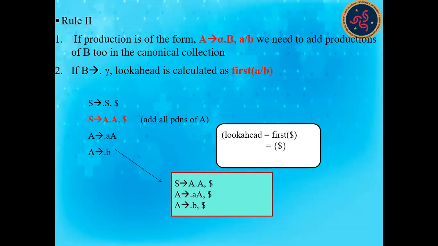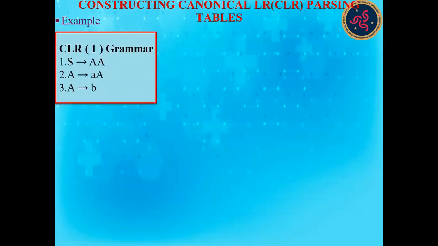Now, by using this algorithm and these procedures, using the LR1 items, we need to construct the canonical LR parsing table, that is the CLR parsing table. With the help of an example, we can see how it is constructed. I'm taking the same productions, right? I used the same productions to construct the LR parsing table as well as the SLR parsing table. So the same grammar is taken here also.